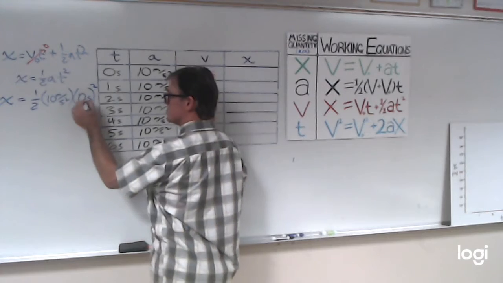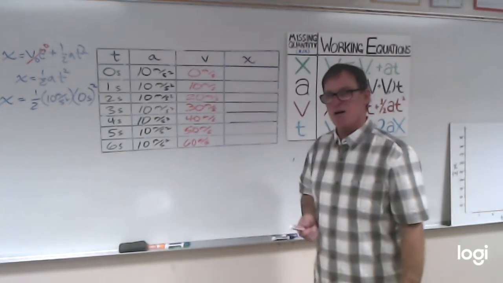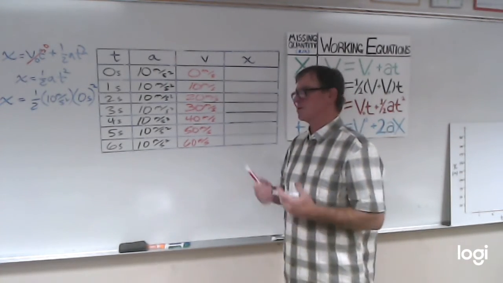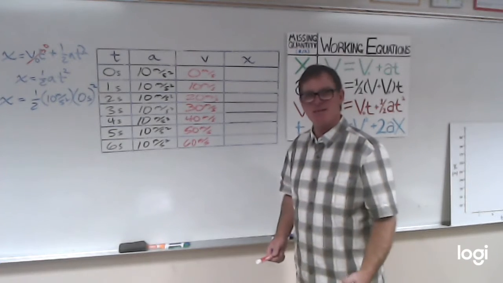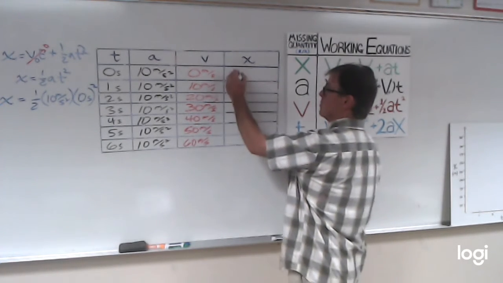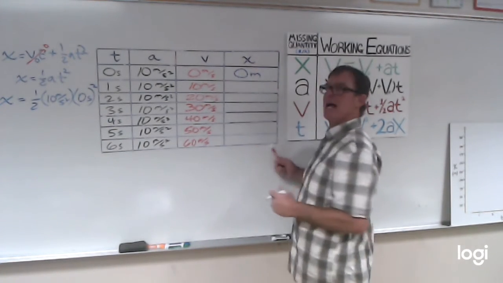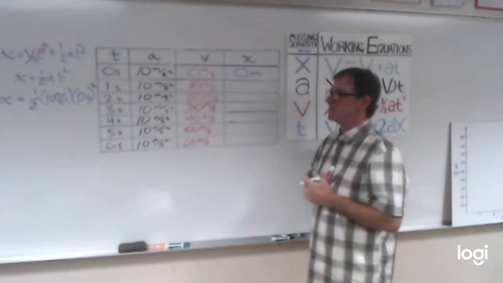Now our first time is 0. 0 squared is 0. 0 times 10 is 0, and half of 0 is 0. So after no time has gone by yet, it hasn't gone anywhere. That again makes some sense.